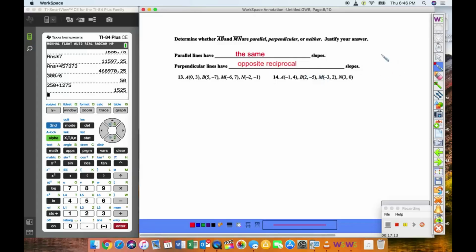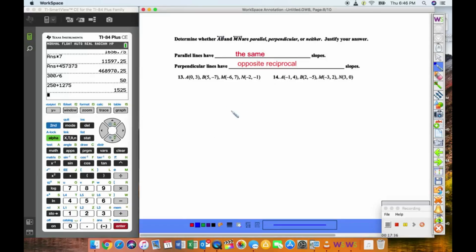But opposite reciprocal, remember what that means. Opposite means change the sign, and reciprocal means flip it over. So the opposite reciprocal of 2/3 is -3/2. This one's positive, that one's negative. If I give you -4/5, the opposite reciprocal of that is +5/4. You have to flip it over and change the sign to do the opposite reciprocal.